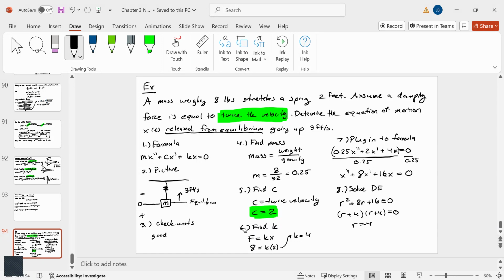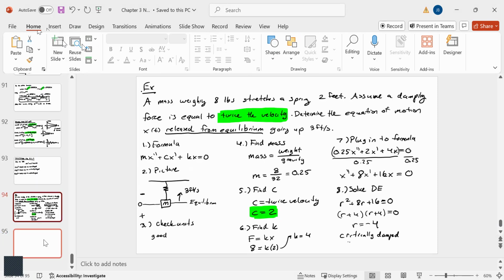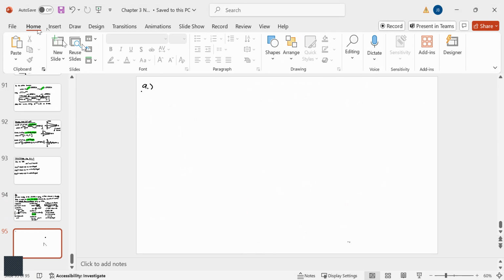It's a repeated root. So that means I have a critically damped system. So if the question says, is it overdamped, critically damped, or underdamped, we would say critically damped. Okay, critically damped. So step number 9, plug into solution.